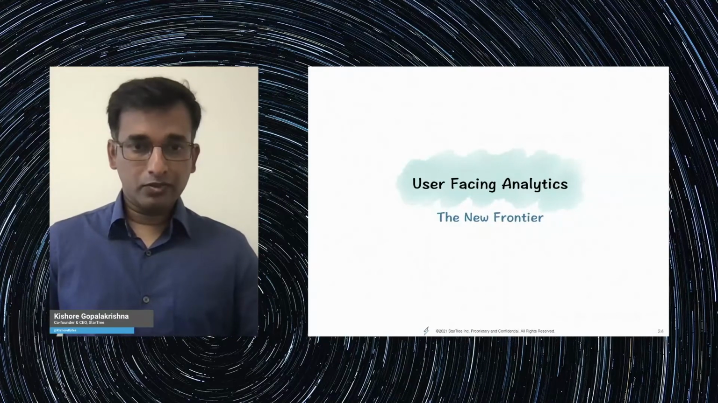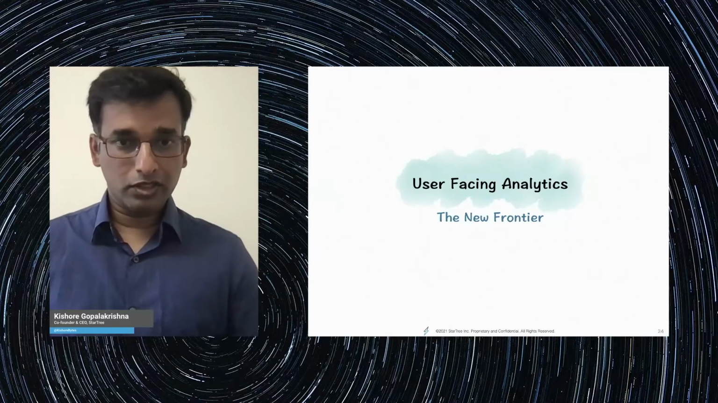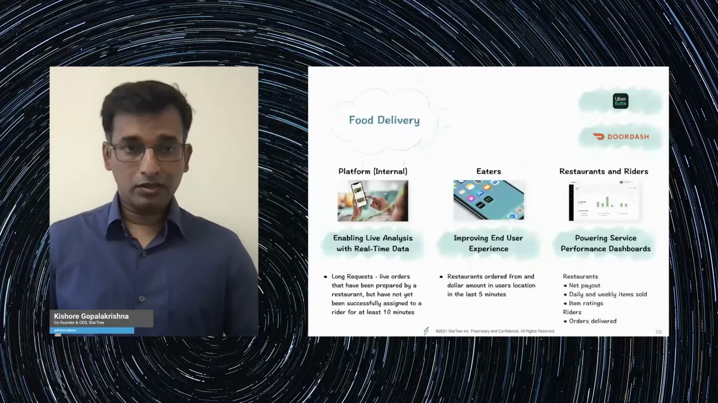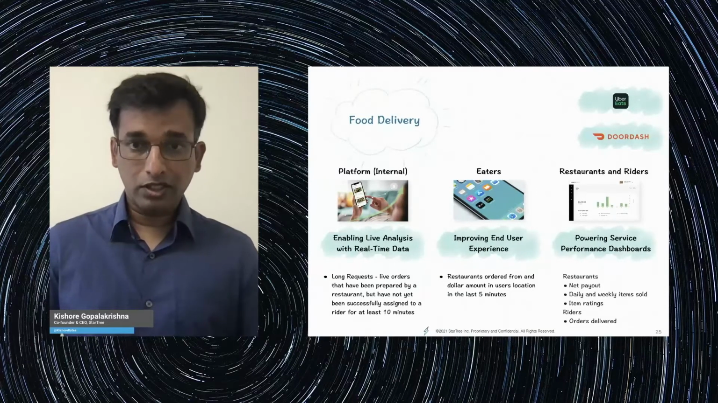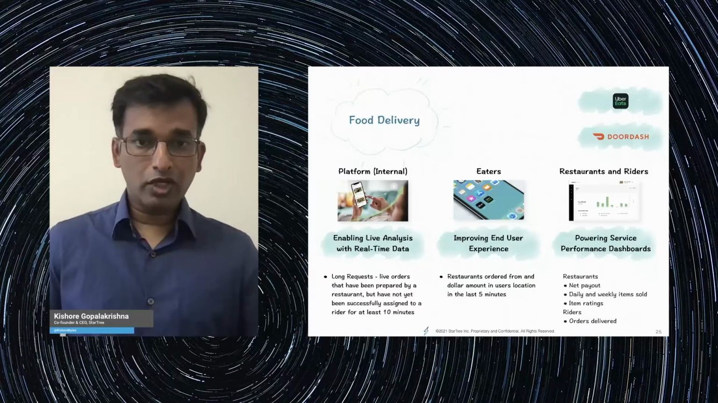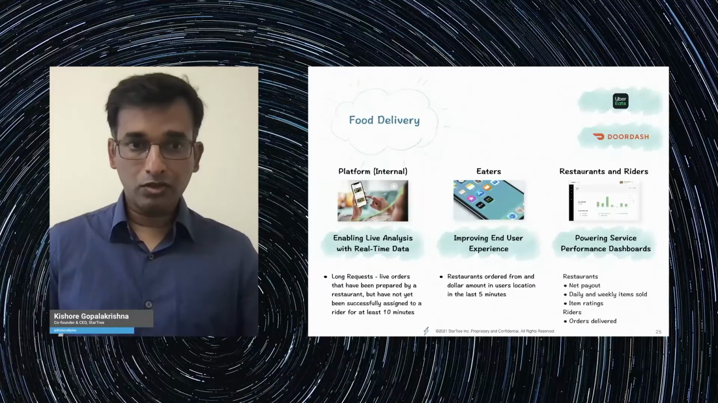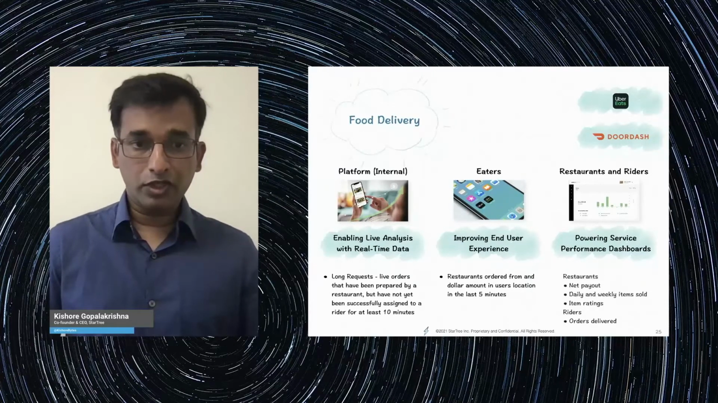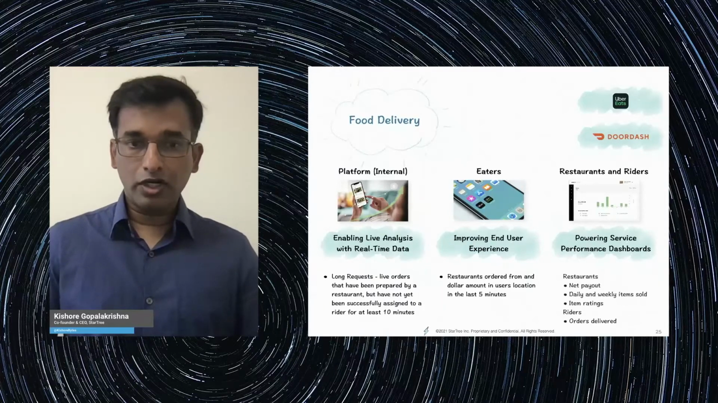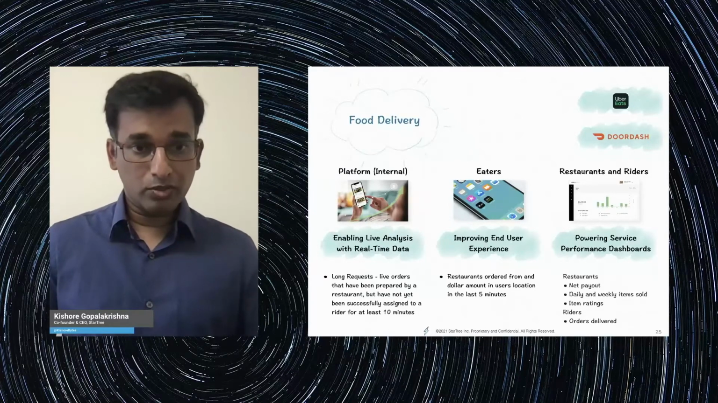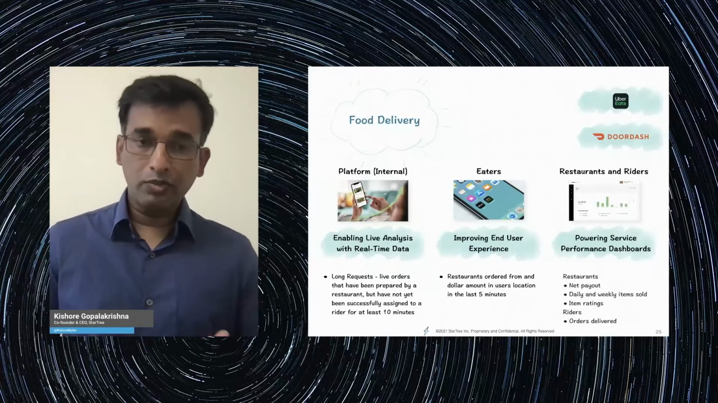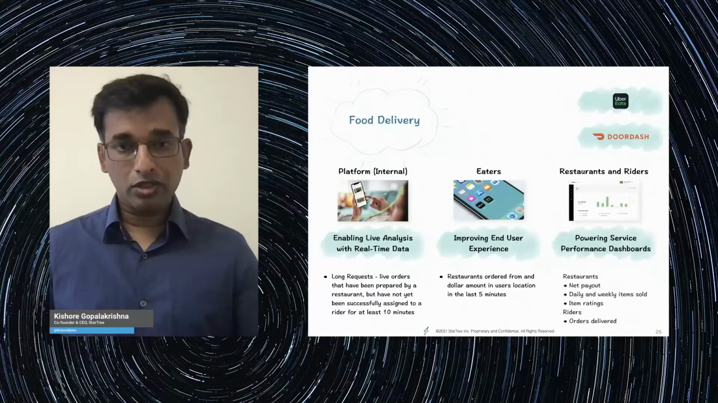This was not just at LinkedIn. Many other companies have started leveraging this technology. If you look at the food delivery industry, it's a very good example of a marketplace consisting of eaters, restaurants, and riders. So every order that you place can go into a system like Pinot, and the internal platform team within a company can analyze this data and get insights in real time. They can look at what are the long requests, how long is the order being prepared, but there is no rider to actually pick it up. Is there a possibility that no one has picked up in the last 10 minutes? How can we make sure that there is a very good experience for both the restaurants and also the users?